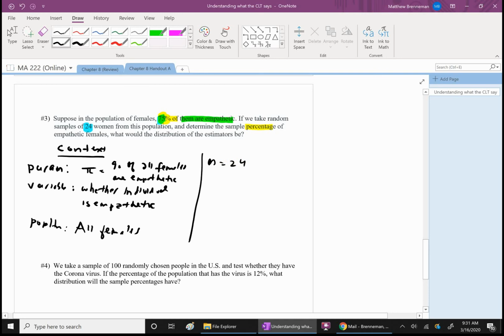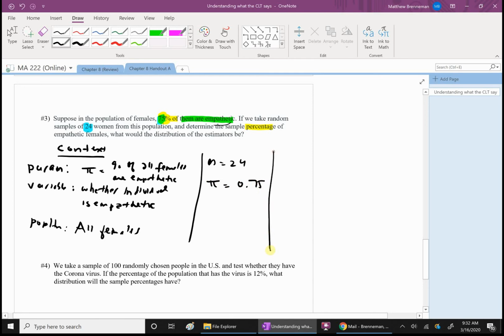And 75% is a percentage. And the question is, what is it a percentage of? A percentage of a sample or a percentage of a population? And the way that we do that is exactly the same logic as for a quantitative variable. Where is this thing coming from? Is there language that suggests this is coming from a sample, or is it stated as a fact? And therefore it's a parameter. And if we read this, in fact it says, suppose in the population of females, 75% of them are empathetic. So this is actually telling us that the population percentage is in fact 75%.